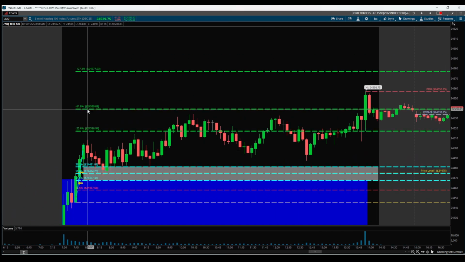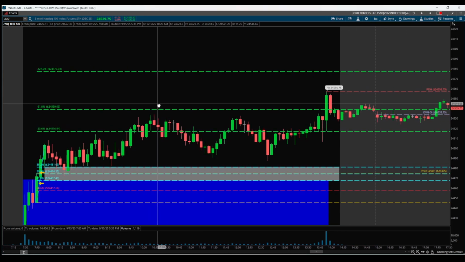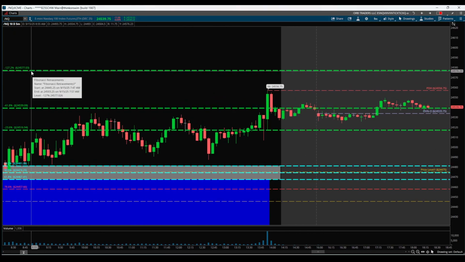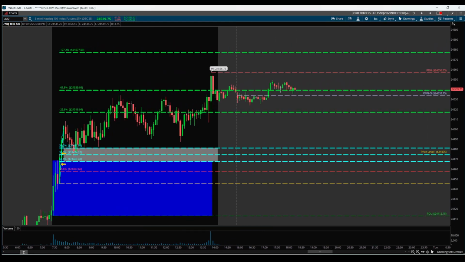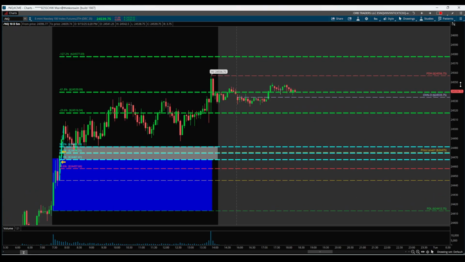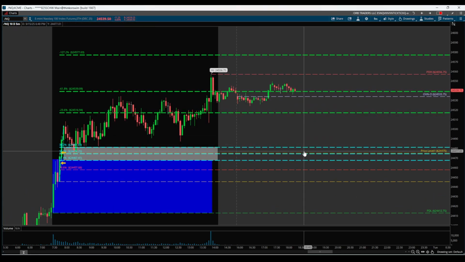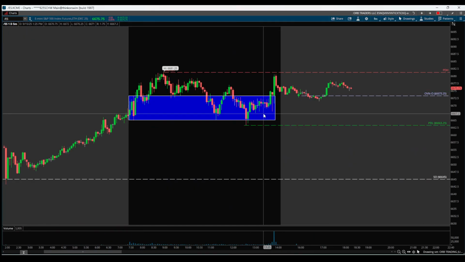Here's your negative 23, here's 68. The one target that has not been hit yet is 24,577s. So this would be the level that I would primarily be interested in first, to see if we can come back down and maybe tag this and go up higher. So I'll leave this on the chart for the NQ.